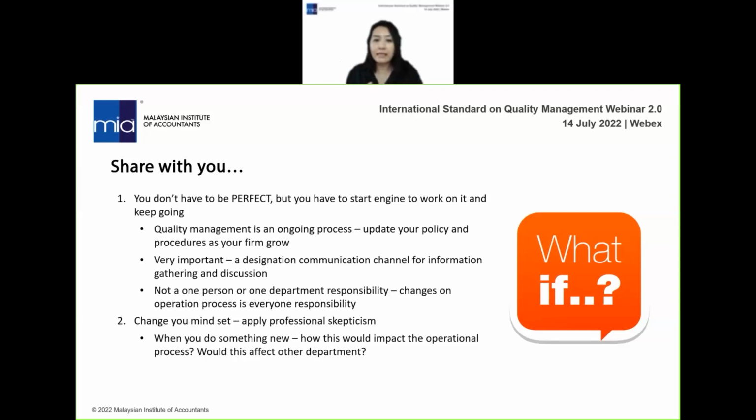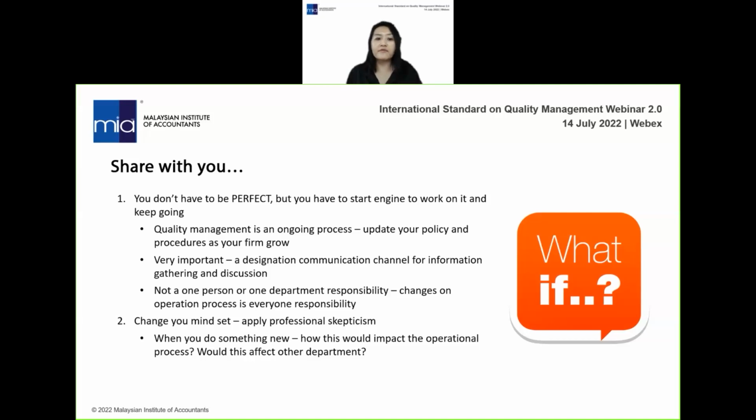So, and very important, designation of a designated communication channel for information gathering and discussion. Okay, so I find this is very important. If this is an ongoing process, you must have somebody in place to do the information gathering, and then to do some filtering, and then collect the information to check consistency, then to arrange a discussion, and then to see what you have to update in your procedures. And it is not a one-man show, not a one-man responsibility. When you have changes to the operational process, it is everyone's responsibility. So you have to get everyone to have the idea that implementing ISQM1 is not just the compliance officer's issue, it is not just the partner's issue. It is everybody's issue. Everybody has to comply.